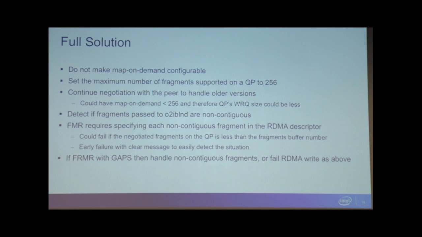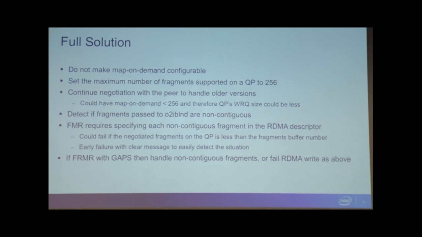So say we set MapOnDemand to 32. What we're saying is if the message that you're trying to RDMA over can fit within the 32 fragments, then use global memory regions. But if the RDMA that you're trying to transfer over is larger than 32 fragments, then we should switch to using FMR or FRMR.